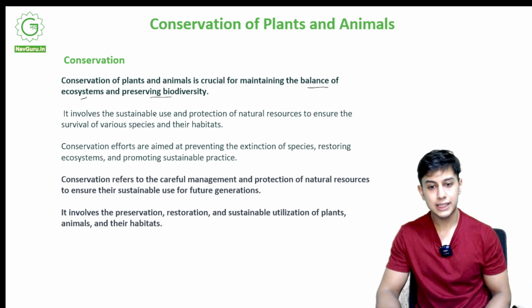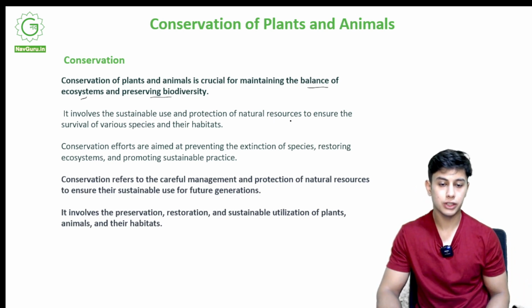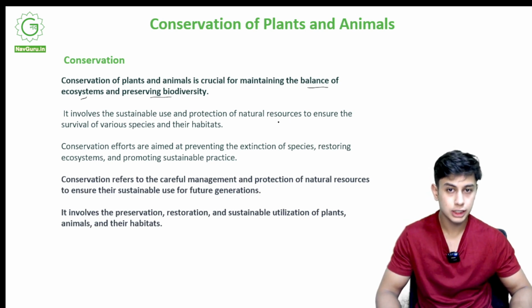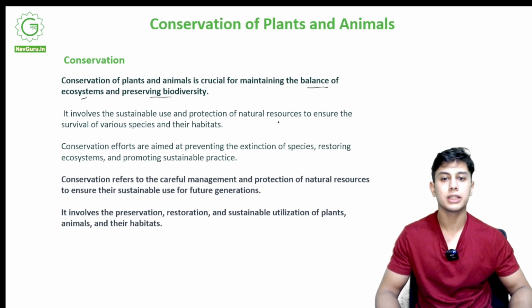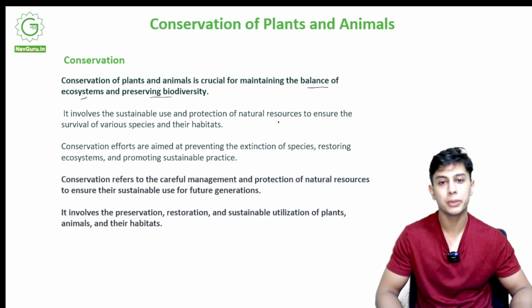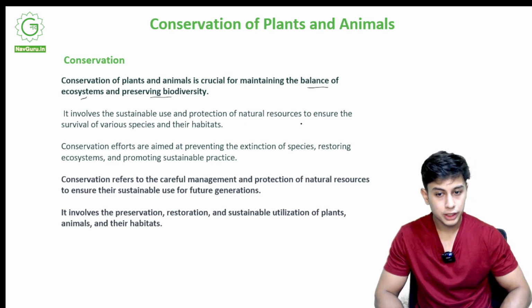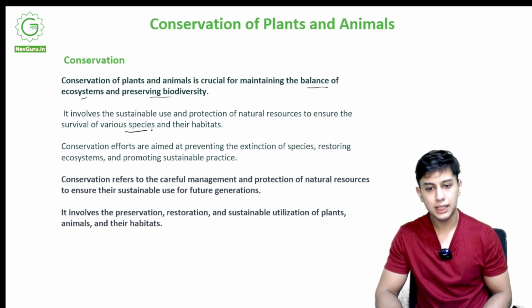It involves the sustainable use and protection of natural resources. So we want to use the natural resources in such a way that even our coming generations are able to use them. We do not want to overuse, so that our children, their children, and the further coming human race cannot use them. So we move in such a way that the natural resources are sustained and the biodiversity is preserved, to ensure the survival of various species and their habitats.